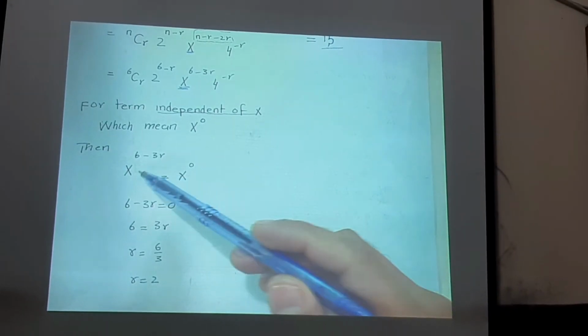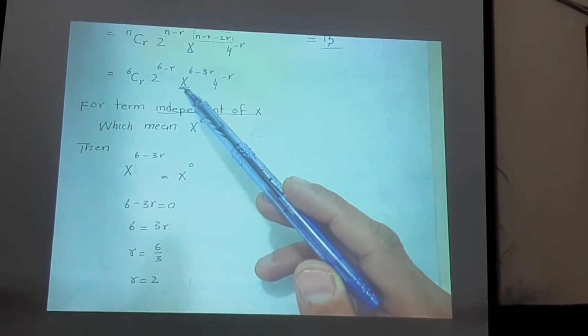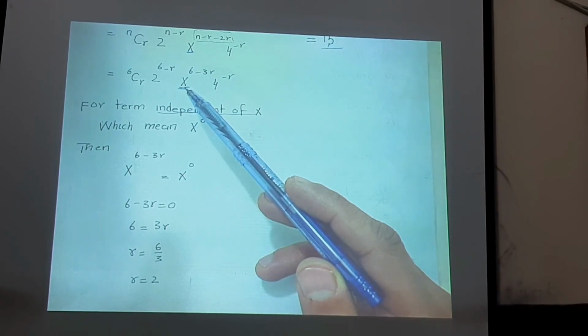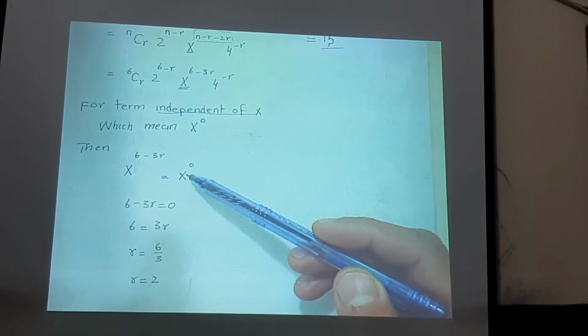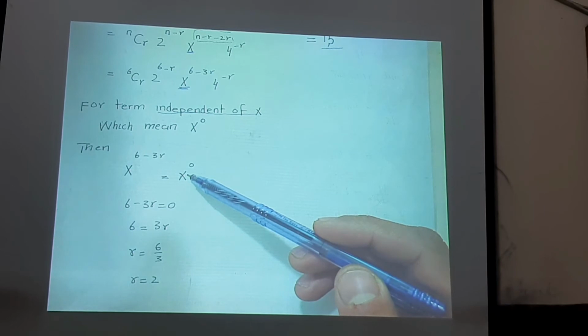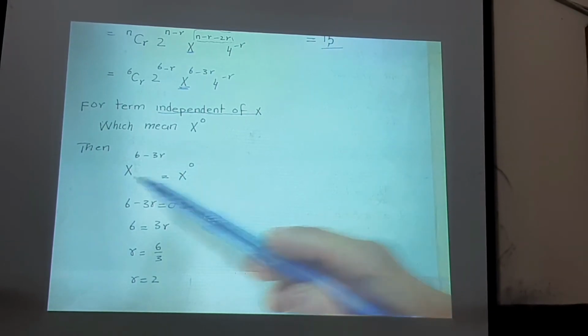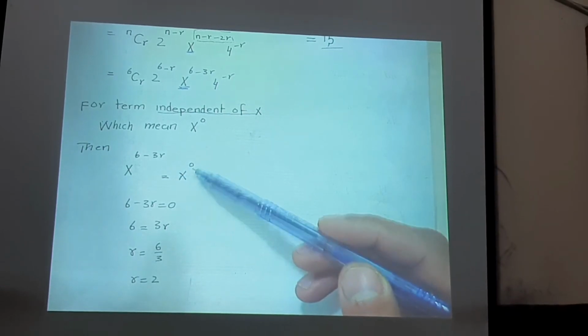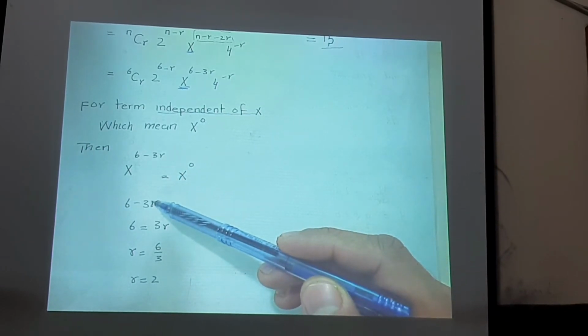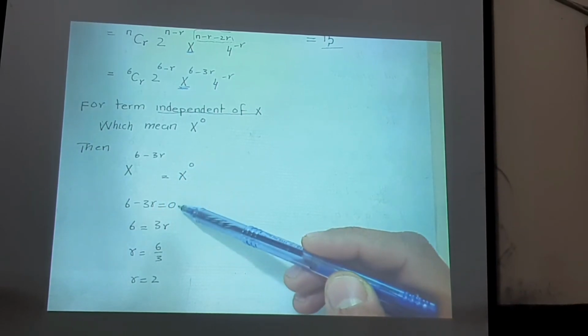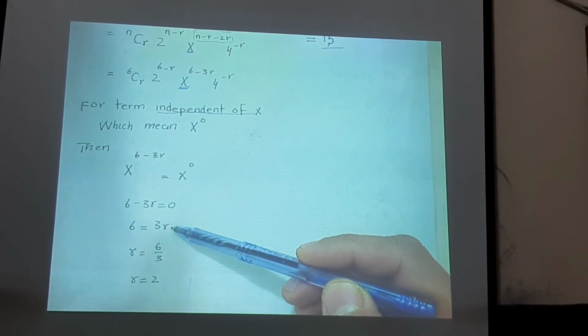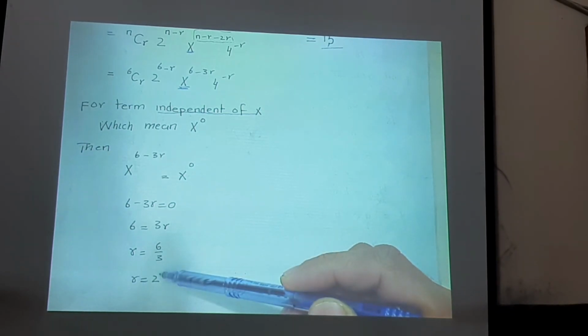So you are going to compare whatever is the power here which I have obtained from the general term with x raised to the power 0, because I need a term with x raised to the power 0, which is independent of x. Comparing the powers, bases are same. 6 minus 3r is equal to 0, and from here 3r is negative on the left, it will come on the right as plus 3r, and from here r is 2. Now I have got the value of r.